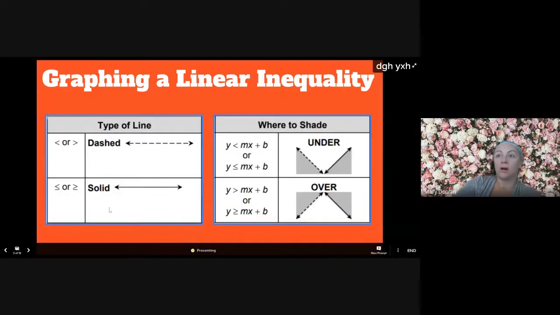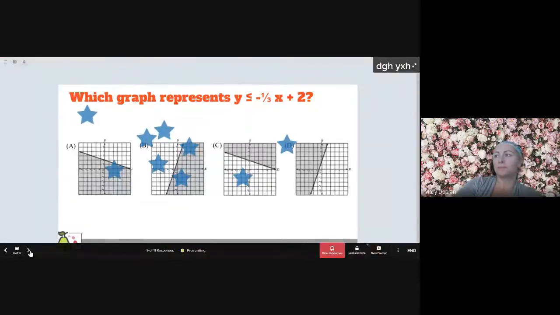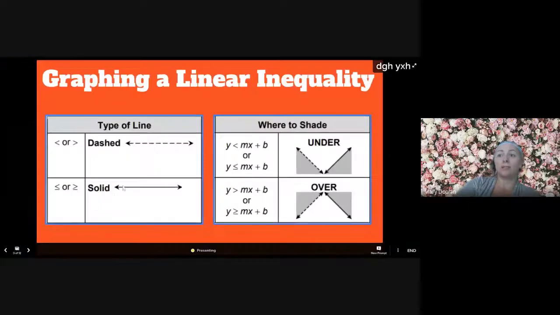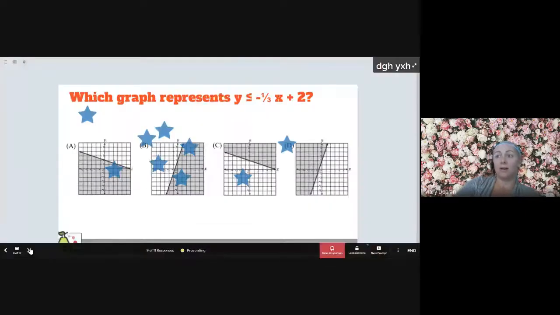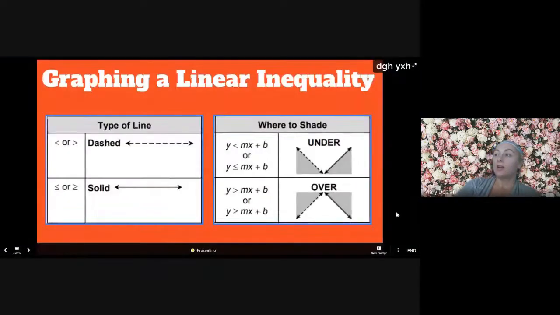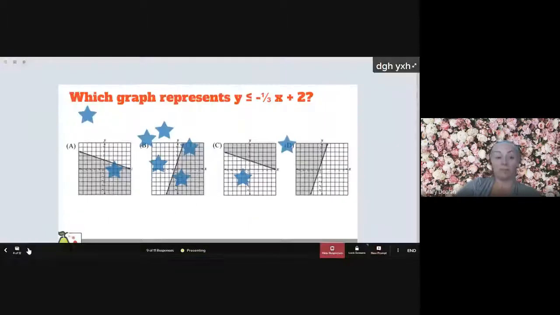So the symbol means a certain type of line. We had the less than or equal to, I believe. Yes. So that has to be a solid line. But if I look at these 4 choices, they're all solid lines, so that doesn't really help. If I look at where we're shading, y is less than or equal to, that means I have to shade under the line. That should help, right?